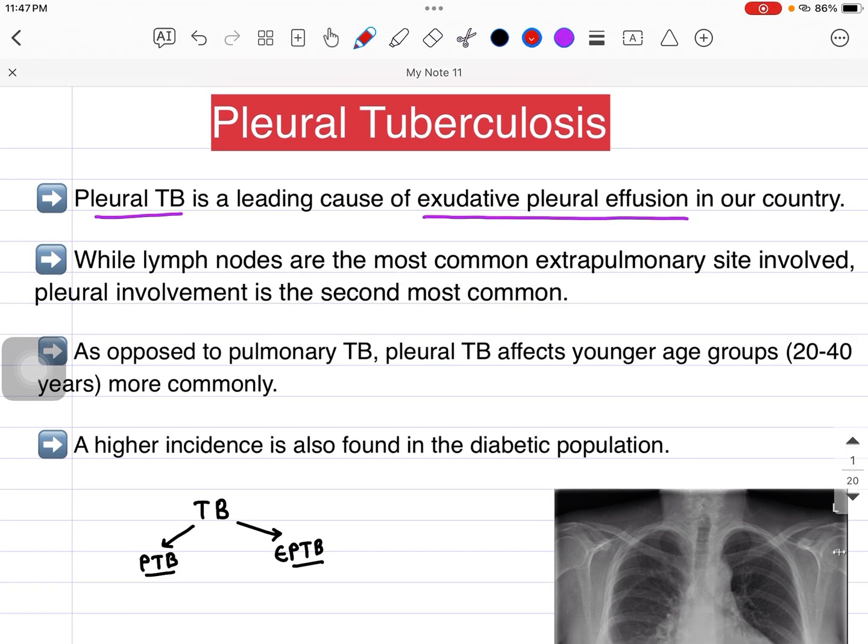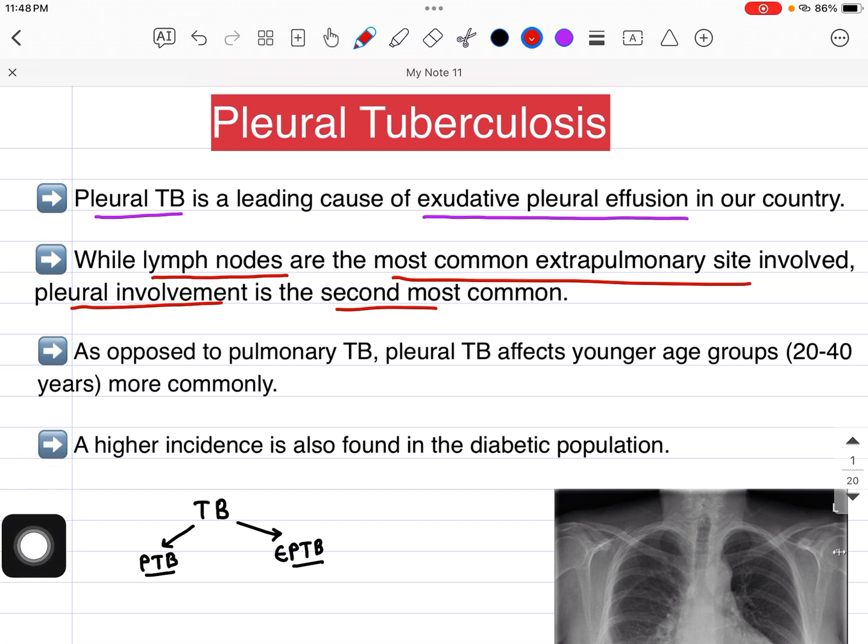Now the point I was highlighting is that lymph nodes are the most common extrapulmonary site involved. So in extrapulmonary TB, the most common is lymph node TB, and then comes pleural tuberculosis. Pleural involvement is the second most common.